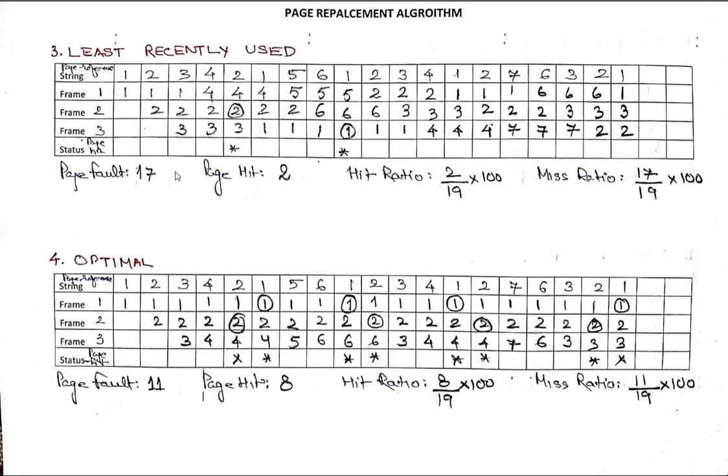Now next we have to find the page fault. Page fault is the number of CPU requests appearing for the first time. Counting 1, 2, 3 up to 17, so 17 page faults. And page hits are 1, 2, so 2. Hit ratio is 2 divided by the total number of pages, 19, into 100. And miss ratio is page fault 17 divided by 19 into 100.